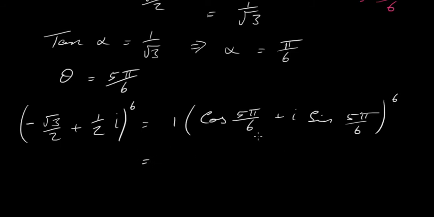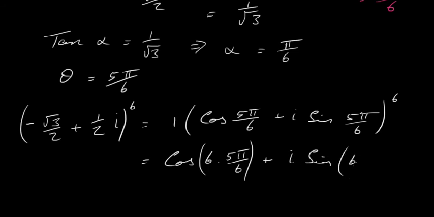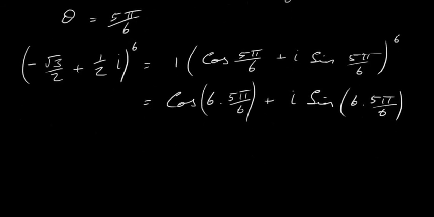Okay, so we're just going to use De Moivre's theorem to do this. So I can ignore the 1 here. So I can just write down cos 6 times 5 pi over 6 plus I sine, again, 6 times 5 pi over 6. So I can see that the sixes will divide into each other. So I get cos of 5 pi plus I sine 5 pi.